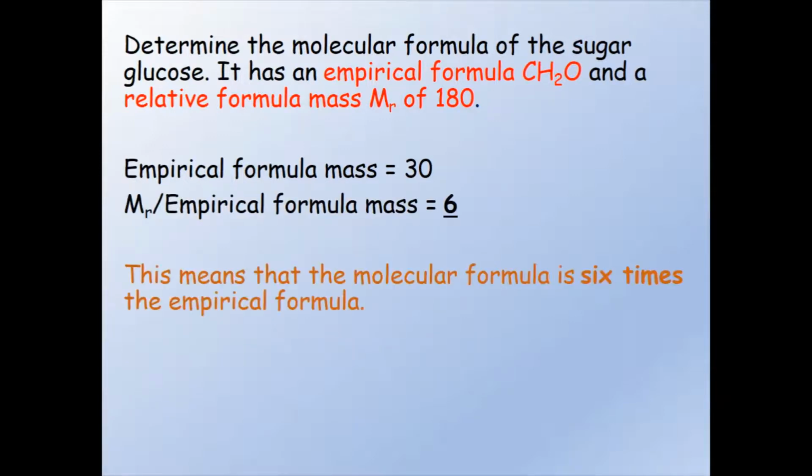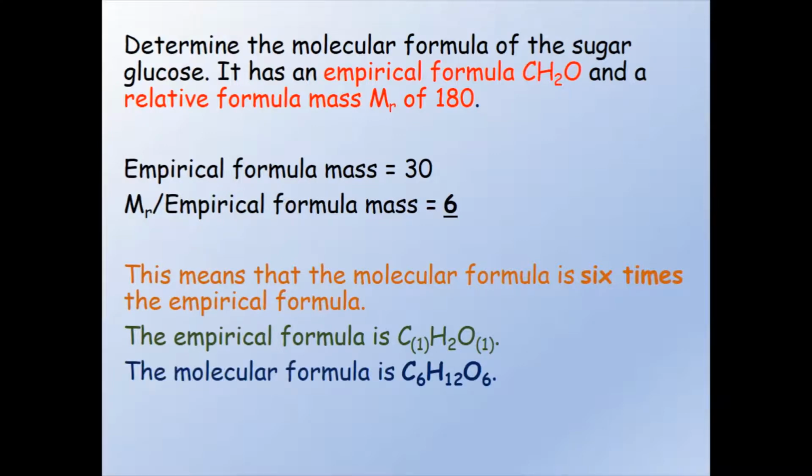And this means that the molecular formula is 6 times the empirical formula. So the empirical formula is CH2O, but we need to remember that if we don't write a number, it's normally 1 that we have there. So we have to times all the numbers in the empirical formula by 6. And this means that the molecular formula is C6H12O6 for glucose.